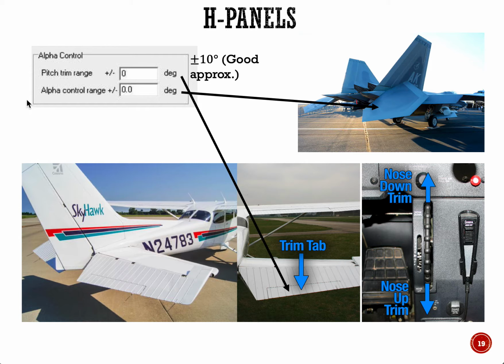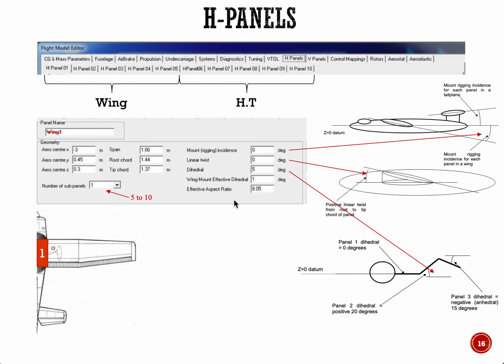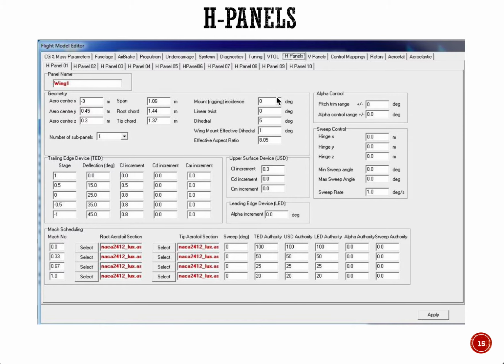Okay, then you have this alpha control range, which is essentially saying the entire tail moves at a given angle of attack range, right? So that is like a stabilator. If you look at fighter aircraft, like an F-22, the entire tail moves, right? Again, that's why you have to be careful. If you don't have a stabilator, if you don't have the entire tail moving, just set them equal to 0, right? You don't need it. But if you have a trim tab, then you have to put the range of the trims.